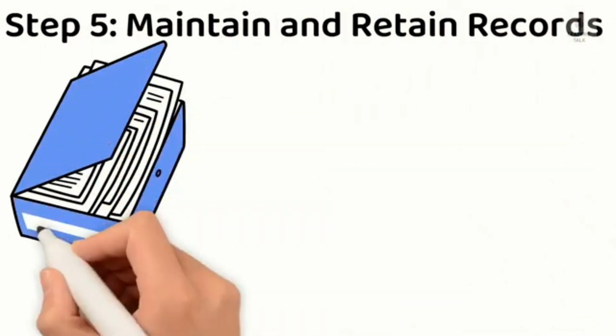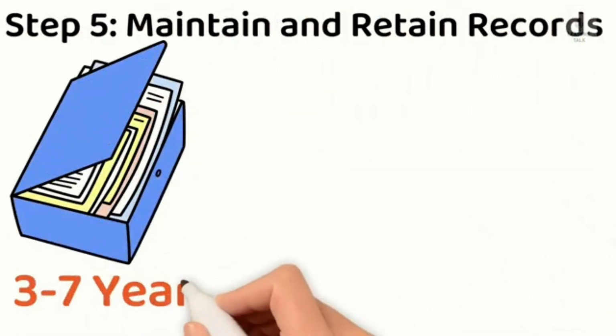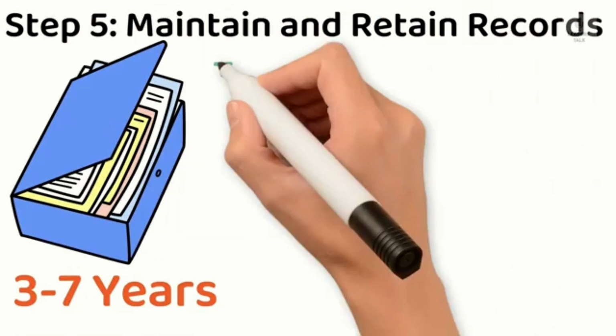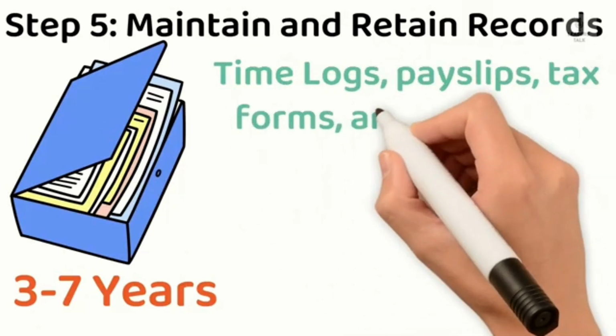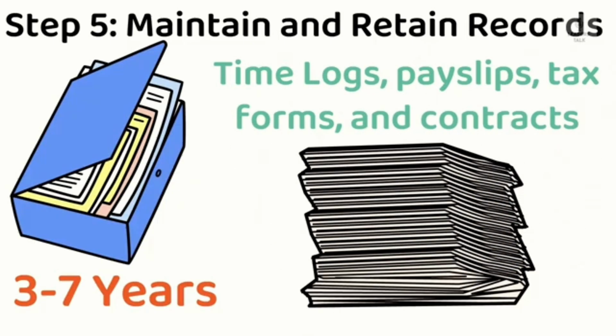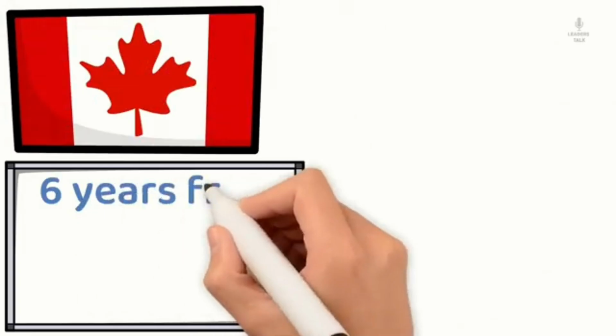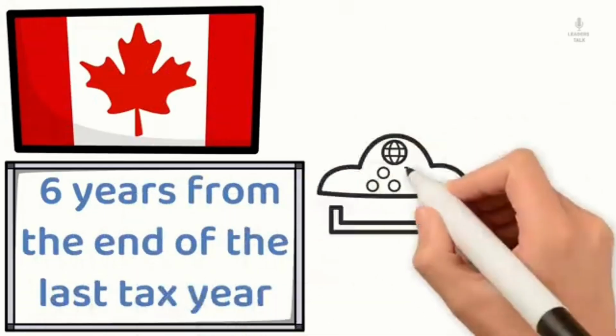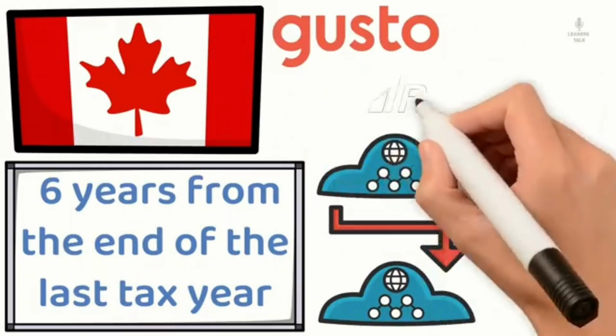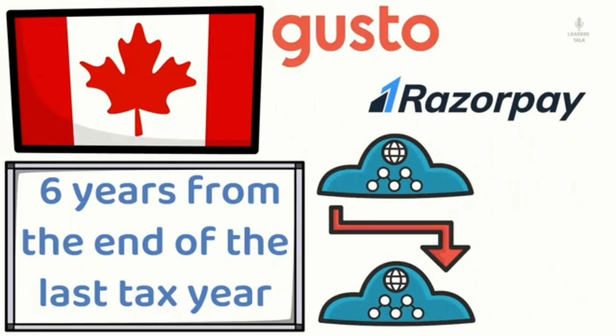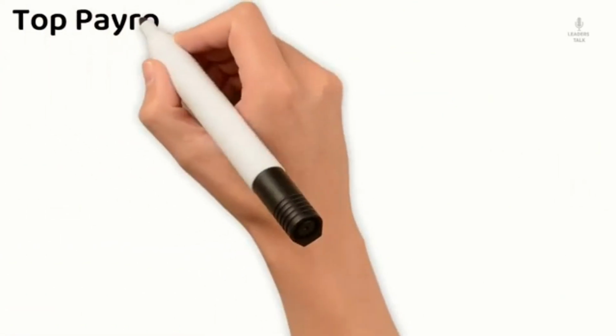Step 5, maintain and retain records. Keep payroll data for 3 to 7 years. Store time logs, pay slips, tax forms, and contracts. For example, in Canada, payroll records must be kept for 6 years from the end of the last tax year. Cloud platforms like Gusto and RazorpayX auto-archive these for compliance.